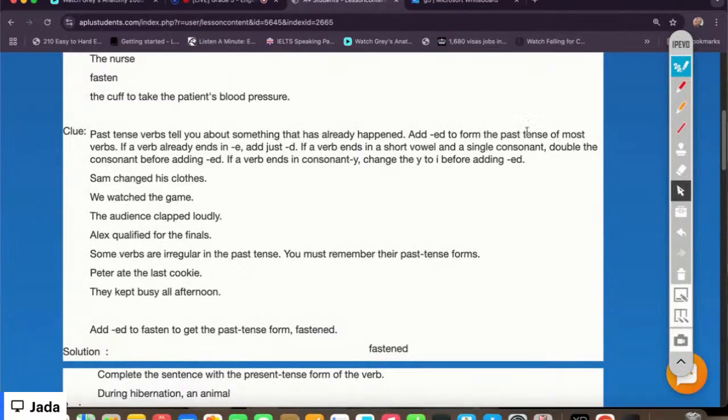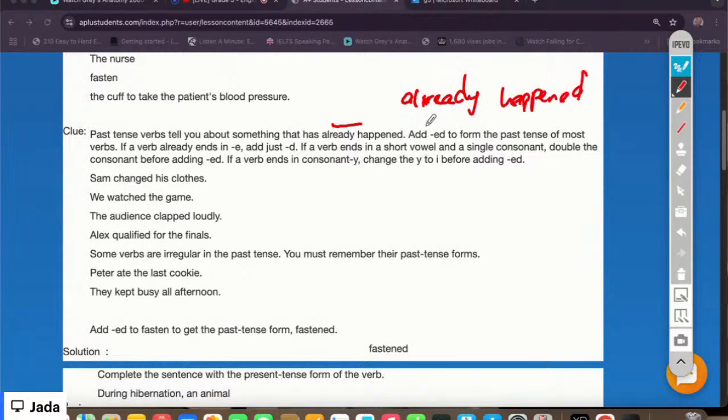Okay, so past tense verbs tell you about something that has already happened. So for the past, we have already happened, right? Add ed to form the past tense form of the verb. And if the verb already ends with e, just add d.